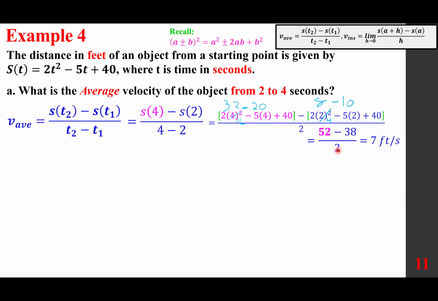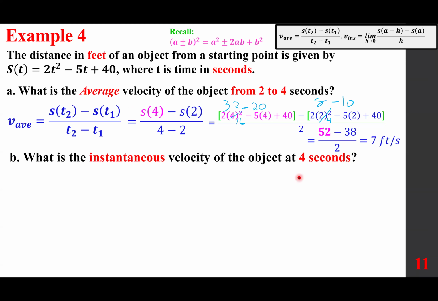By the way, when you do applications, you must always answer with proper units if units are provided. In this case, units of the numerator over units of the denominator, units of distance over units of time.